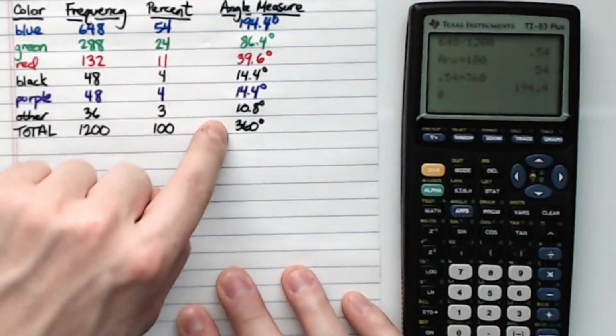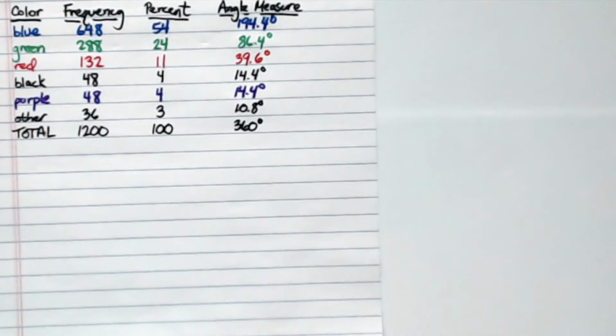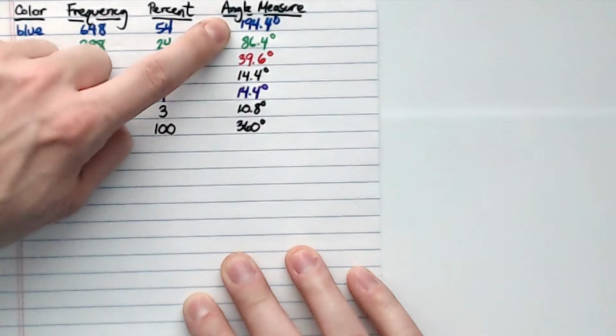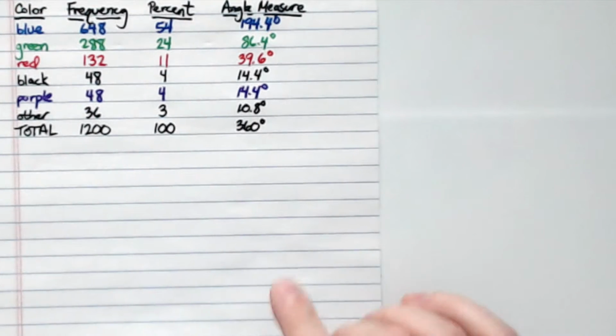Okay, now that we have our angle measurements, we're going to be able to start drawing our pie chart. It's also a good idea to start with the smallest angles first. So I'm going to start with the smallest going all the way up to the biggest. It's easier. You'll see when we actually start making this. So here we go. We're going to start making this pie chart now.